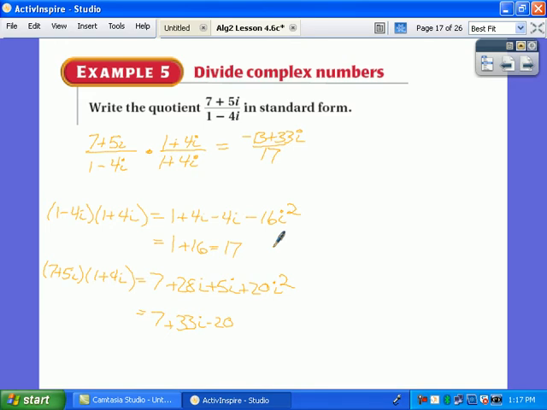Okay, and I realize that that doesn't look much better than the original problem. That wasn't the point. The point was simply to get rid of the square root on the bottom. Our objective was to get rid of the square root that was on the bottom, and we did that by rationalizing the denominator utilizing conjugates.